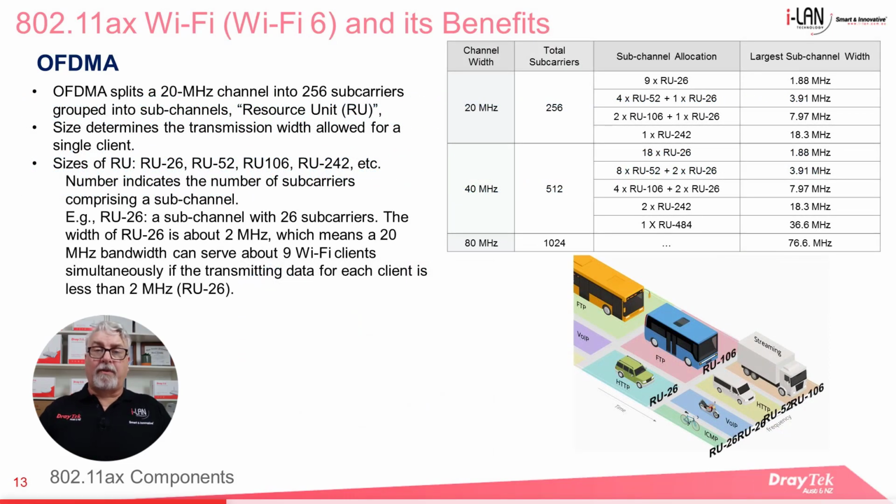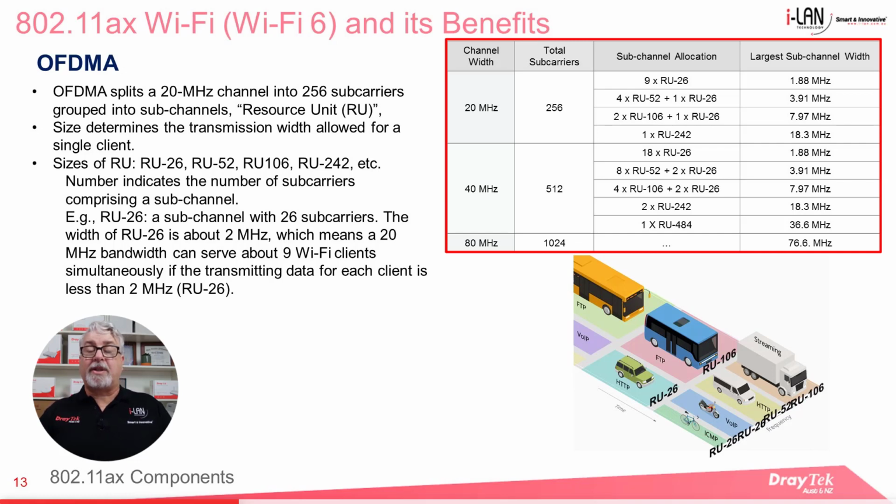On a more technical level, OFDMA splits a 20 MHz channel into 256 subcarriers. Those carriers are grouped into subchannels called resource units, or RUs, which differ in size and determine the transmission width allowed for use by a single client. You'll see the sizes of the RUs in the table here as RU26, RU52, and so on. The number indicates the number of subcarriers comprising a subchannel. For example, RU26 is a subchannel with 26 subcarriers.